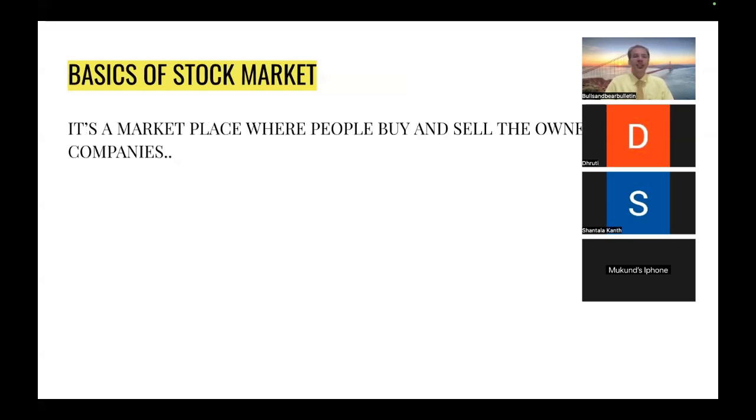Basics of stock market. What's a stock market? It's a market where, instead of buying vegetables or fruits, companies are purchased and sold. If you are not able to completely buy the company, you can at least buy a portion of the company. That is called a share. So buying a portion and then selling based on the performance of the company, that place is called the stock market.